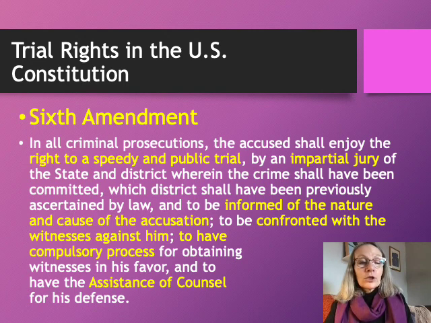By an impartial jury of the state and district wherein the crime shall have been committed, which district shall have been previously ascertained by law, and to be informed of the nature and cause of the accusation, to be confronted with the witnesses against him, to have compulsory process for obtaining witnesses in his favor, and to have the assistance of counsel for his defense. And so that is the Sixth Amendment. That is a lot of rights given to those who are accused of a crime.